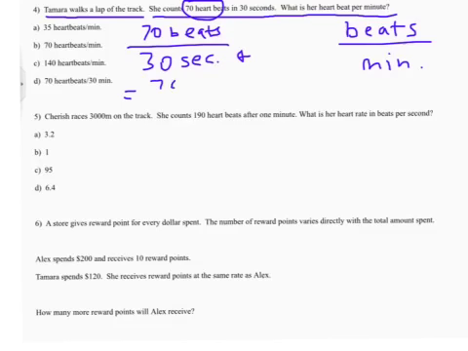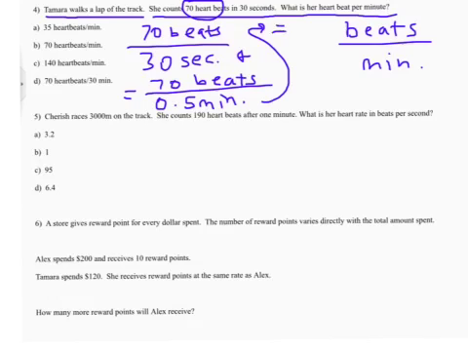So we go 70 beats over 0.5 minutes. And our last step is to take the 70 beats divided by the 0.5 minutes to get our beats per minute. And when you divide 70 by 0.5, try punching that into your calculator, you're going to get 140 beats per minute. So the answer is C, 140 beats per minute.